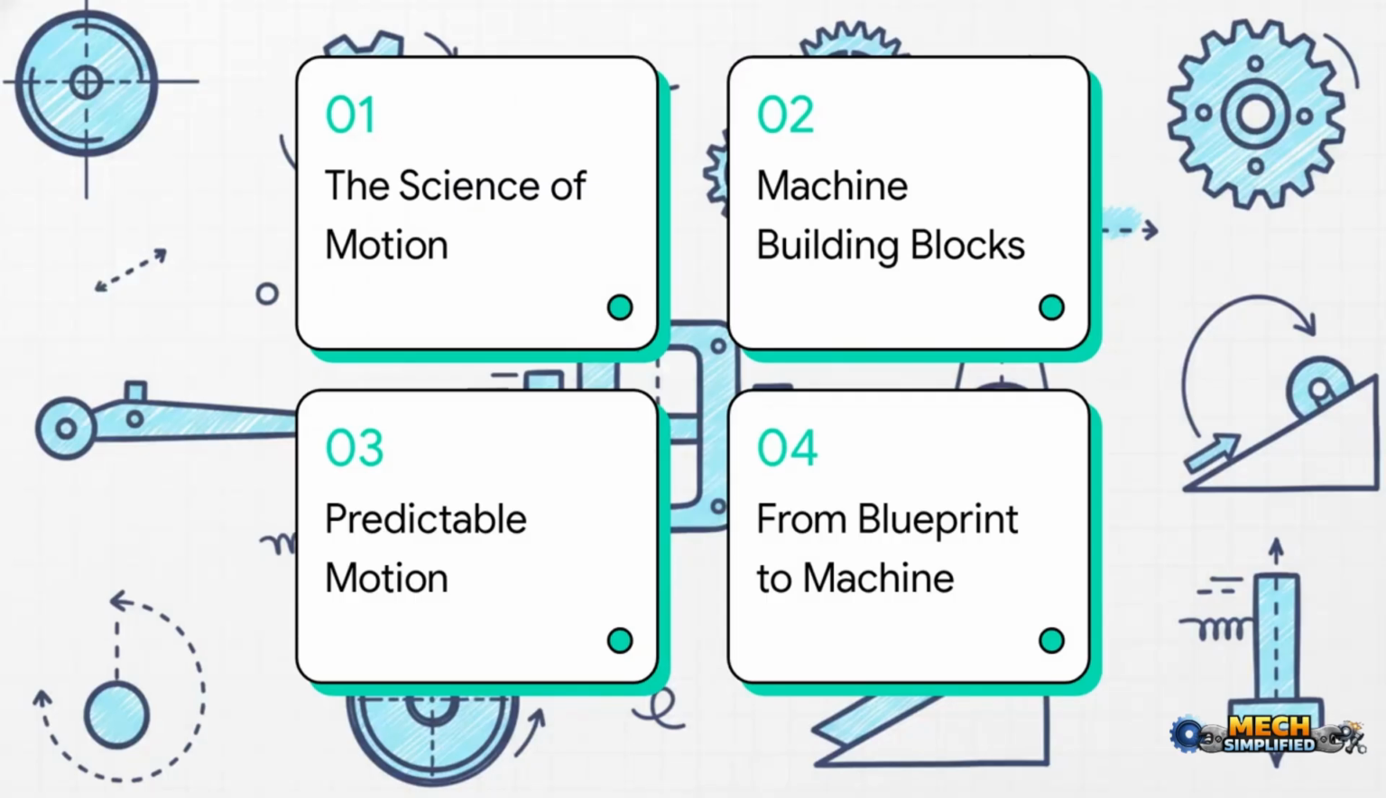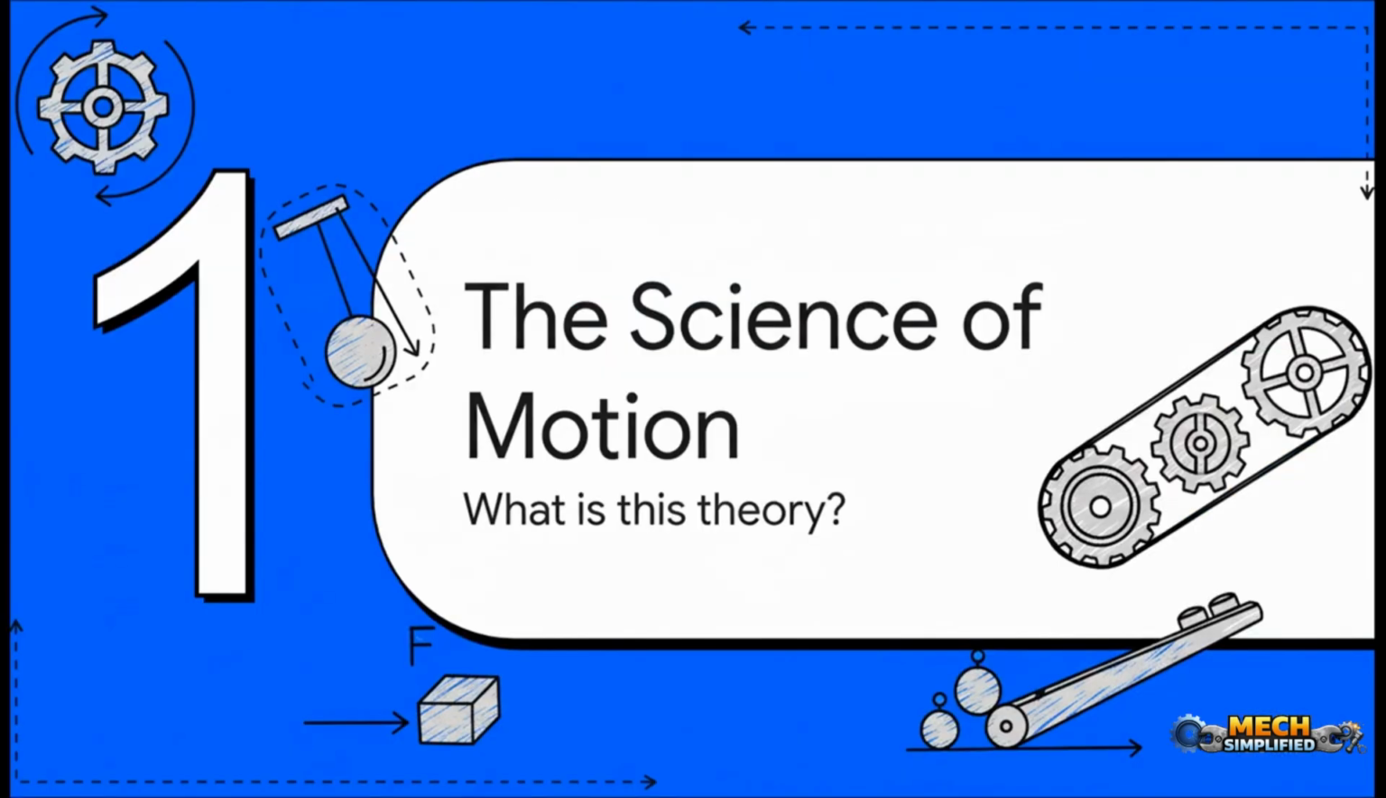So here's our game plan. First up, we'll get into the science of motion itself. Then, we'll break down a machine into its most basic building blocks. After that, we'll uncover the real secret sauce, making motion predictable. And finally, we'll put it all together and see how we get from a simple blueprint to a real working machine. All right, let's dive into our first section, the science of motion.